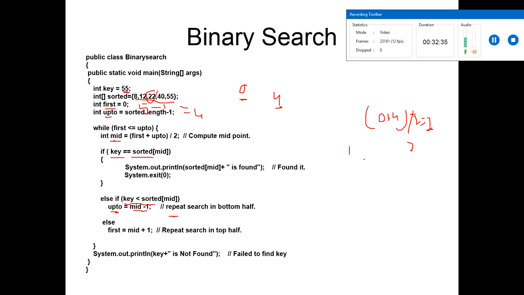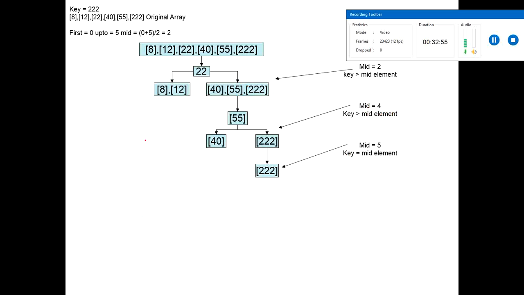I found the mid 2. 2 plus 1 is 3. That means I will start my search from index number 3. So I will repeat the search in the next half. This will continue until first is less than or equal to up to, and at the end either I will have a key is found or key is not found.